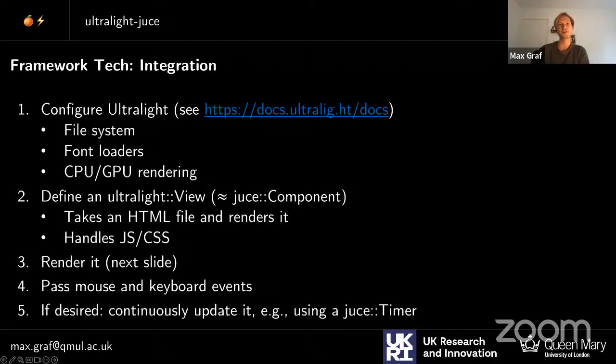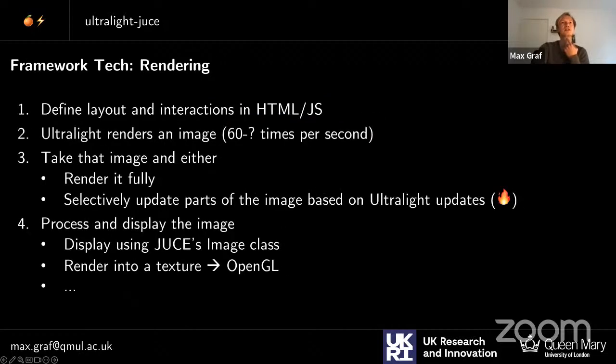We define an Ultralight view, which is approximately what a JUCE component is. So this Ultralight view takes an HTML file and renders it. It takes some JavaScript and CSS and handles it. And then it renders it, which I will talk a little bit more on the next slide. And then we have an image and we do something with it. And then optionally, if we want to make it interactive, we can pass mouse and keyboard events like standard JUCE stuff. And if desired, probably desired, continuously update it, for example, with a timer, and you have an interactive user interface in HTML.